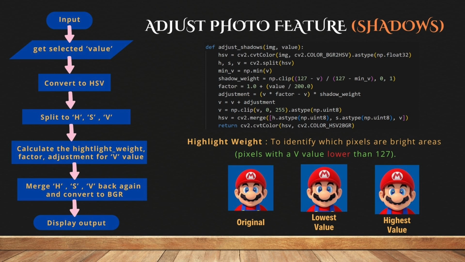Now for the shadow adjustment. Shadow controls the darkness of the darkest areas in the image. The system detects and adjusts the shadow, brightening dark areas without affecting the rest of the image. And here is the result of increasing and decreasing.